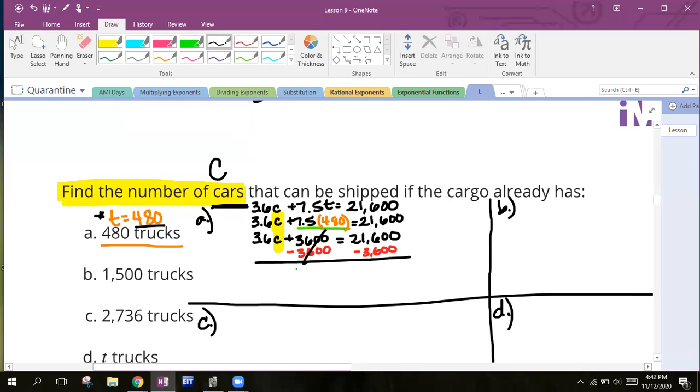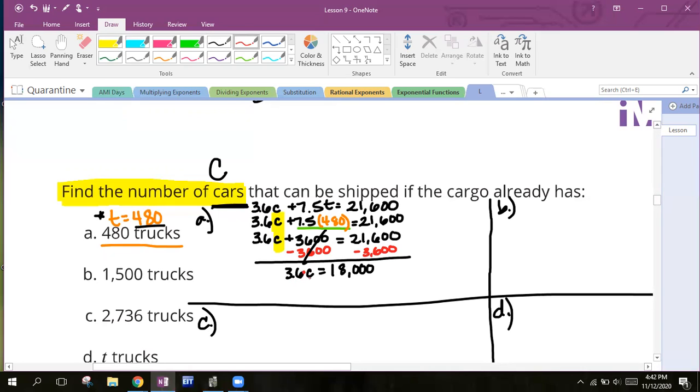Those cancel out. I'm left with 3.6C equals 21,600 minus 3,600, which is 18,000.